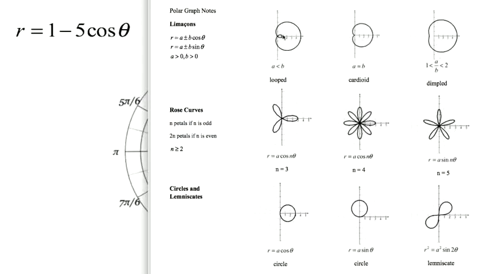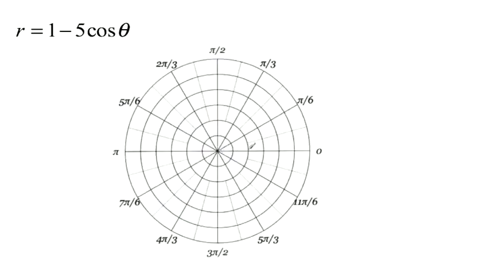So on these ones, I like to check theta equals 0, pi halves, pi, and 3 pi halves. This will give me my orientation. It'll give me also the loop and all sorts of stuff. So if I check theta equals 0, well, cosine of 0 is 1, so you get 1 minus 5 times 1. So that's going to be 1 minus 5, which is negative 4. So here at 0, it's going to be negative 4, which means I got to go backwards 4. 1, 2, 3, 4. So that point's going to be right there.